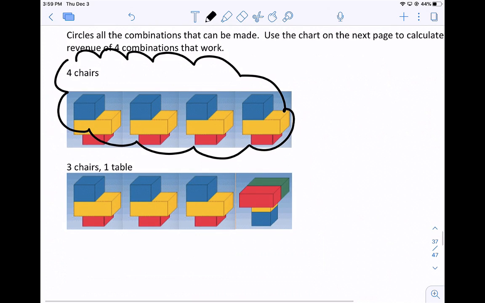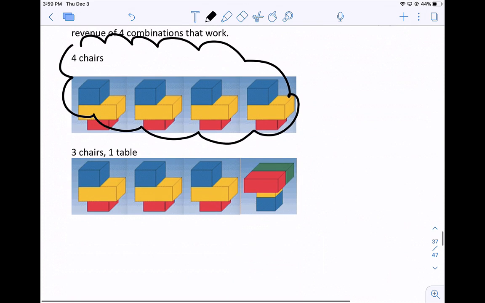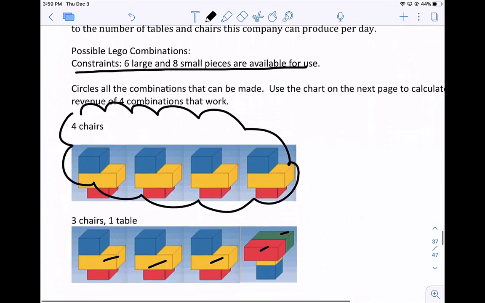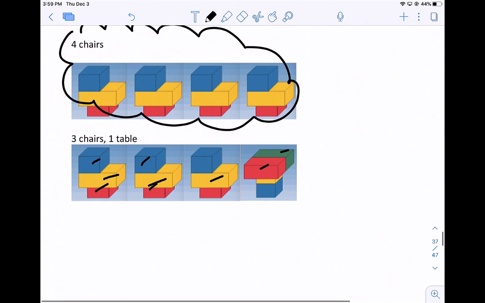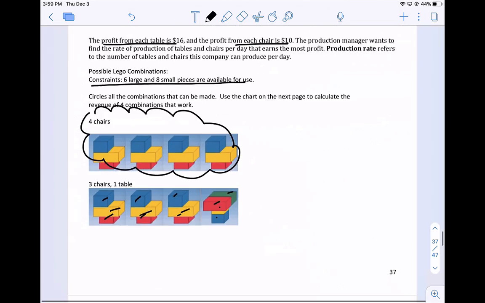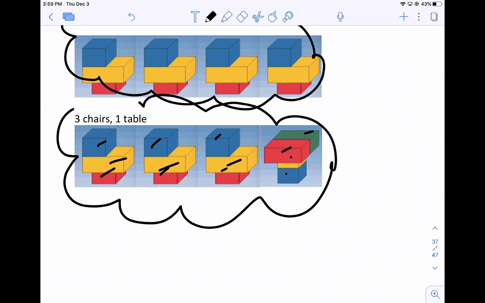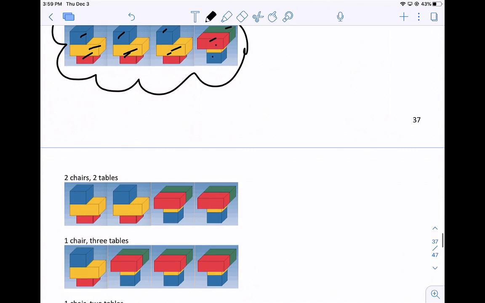All right, can we build this one? Again, we're looking for 6 large pieces. 1, 2, 3, 4, 5. Okay, that one works. And we're looking for 8 small pieces. 1, 2, 3, 4, 5, 6, 7, 8. All right, so this one works. Again, we didn't use all of the big pieces, but we had enough supplies to build this set of 3 chairs and 1 table.